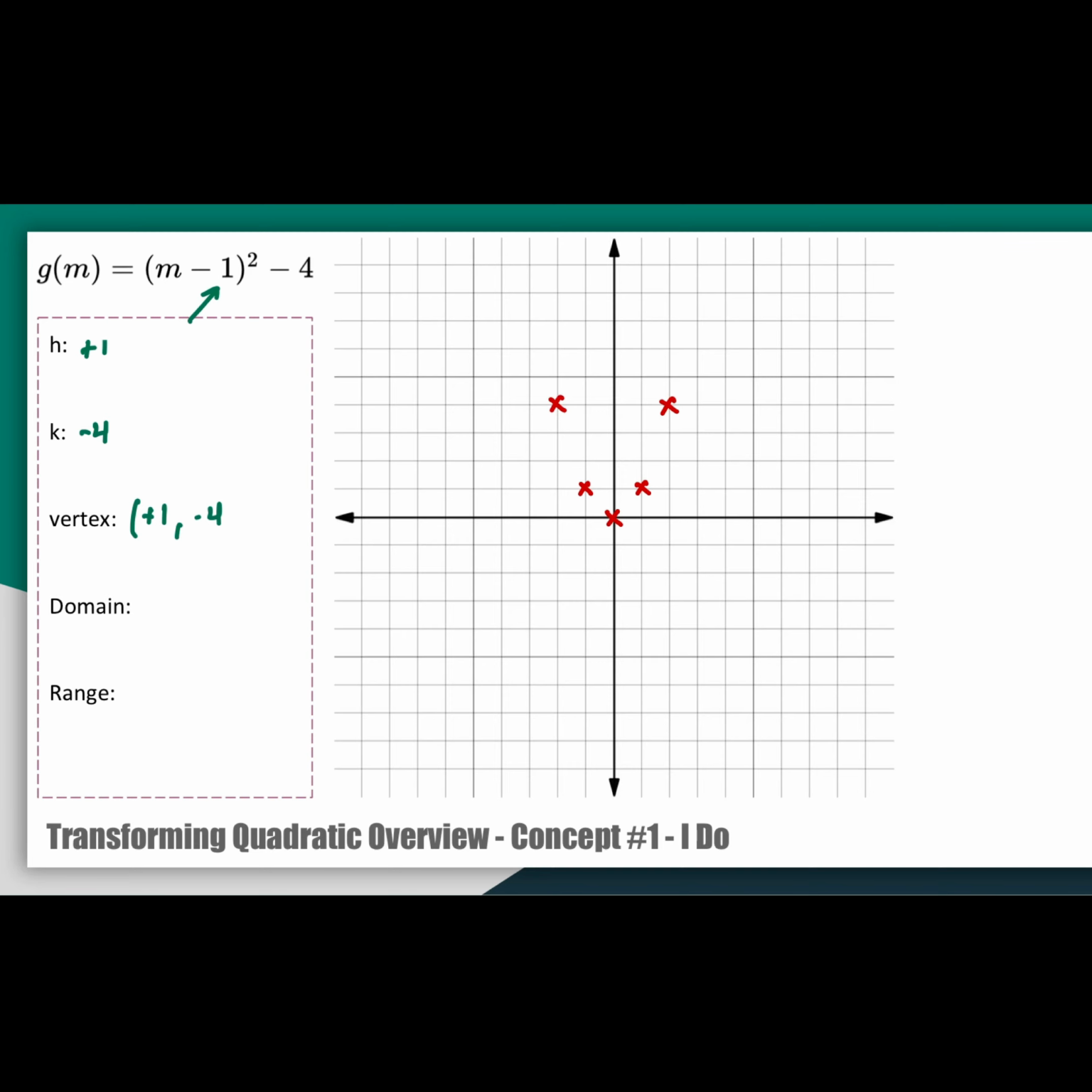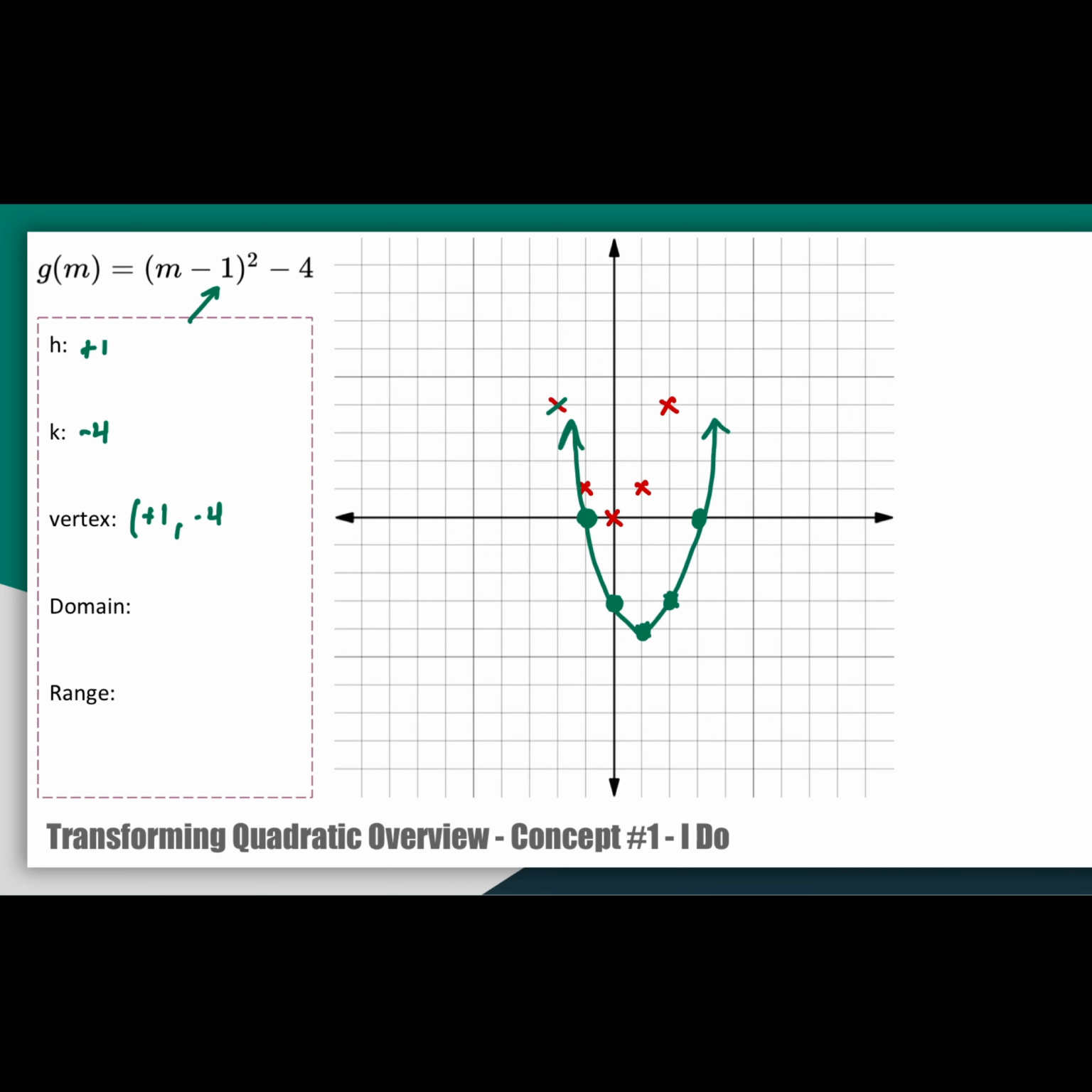That means this one shifted 1 to the right, down 4. So this one went 1 to the right, down 4 spaces. And so it would be here, okay? Now let me erase all that, okay? So 1 to the right, down 4, for each point. In fact, let me just put these as points instead of x's. And that would be your function.